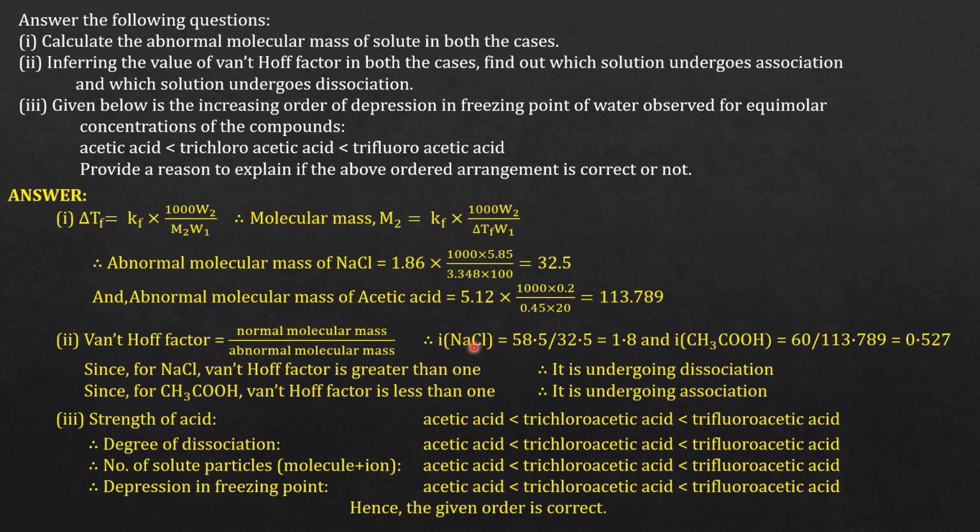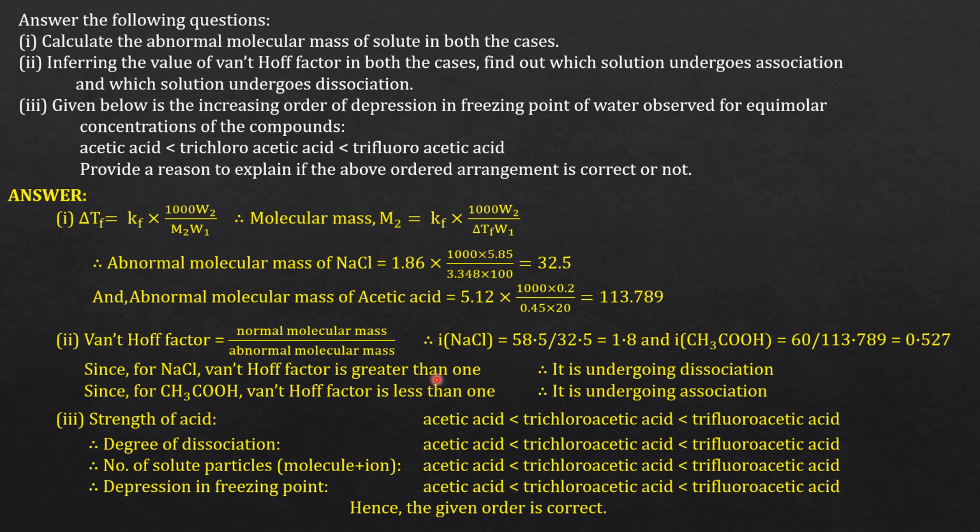The formula is NaCl, so it will be 58.5, that is the normal molecular mass. The abnormal molecular mass is the molecular mass you get experimentally by assuming the solution to be ideal and applying the colligative property. That we got as 32.5. If you take this ratio, you get the Van't Hoff factor 1.8. Similarly for acetic acid, you put the same formula. The original molecular mass of acetic acid is 60 from the formula, and the one observed by considering it ideal is 113.789. So it is coming 0.527.